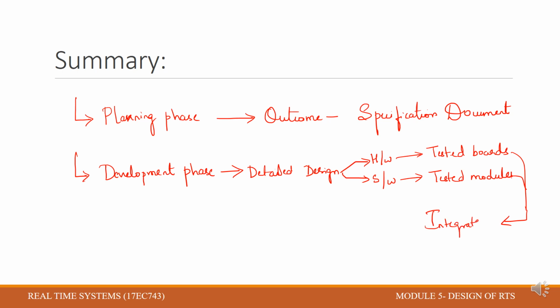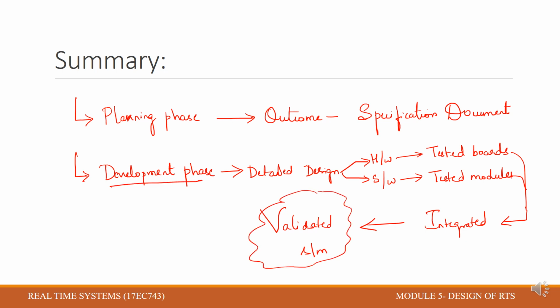Integrating both hardware and software leads to a system called a validated system. So for the development phase, the outcome is the validated system. For the planning phase, the outcome is the specification.